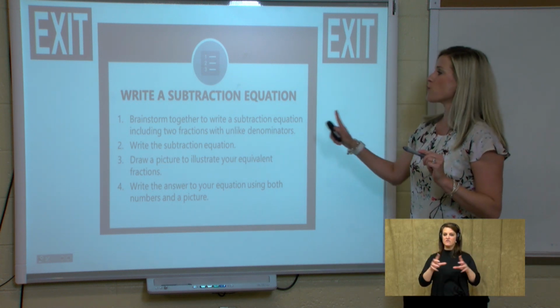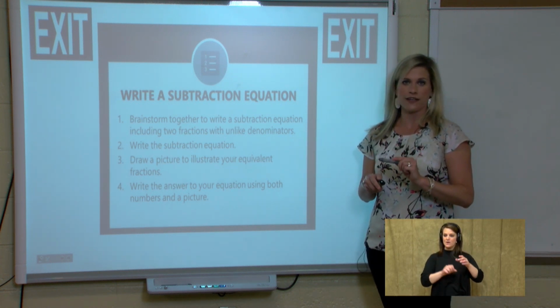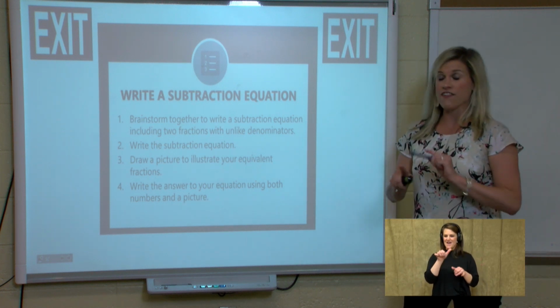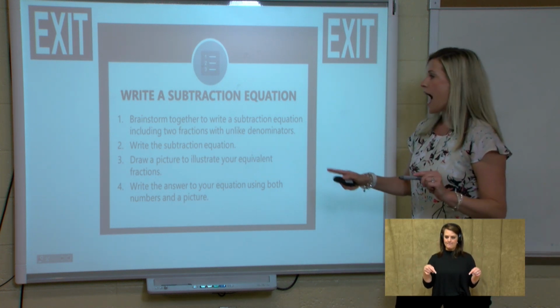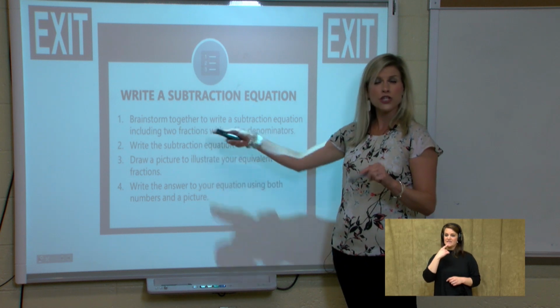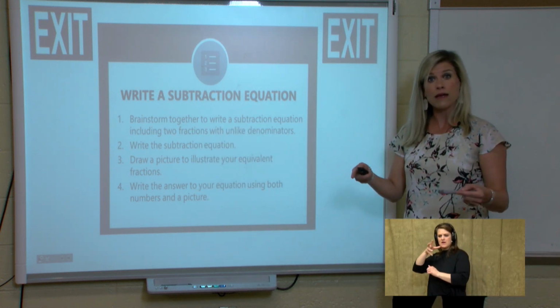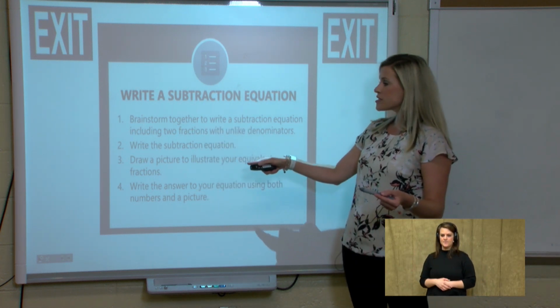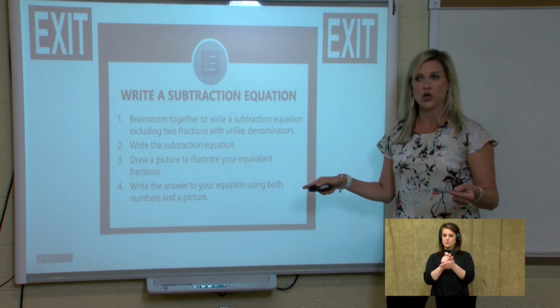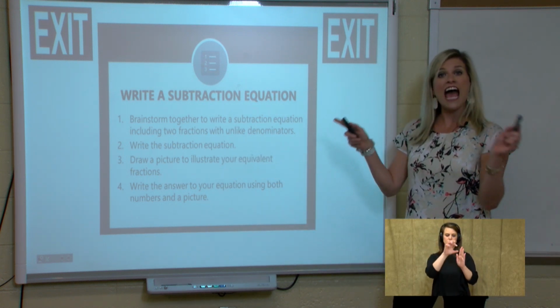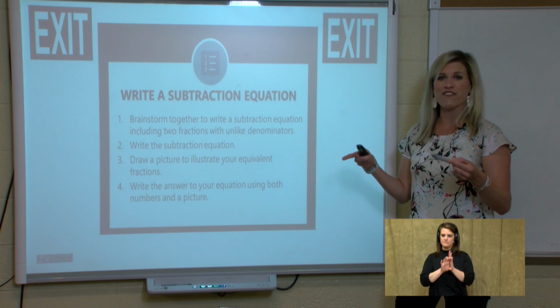All right, your exit ticket for this week, I want to do something a little bit different. I want you to write a subtraction equation with unlike fractions. They have unlike denominators. It says brainstorm together, so you can do this with a parent, a guardian, or maybe a sibling. I want you to also draw a picture and illustrate your equivalent fractions, and then draw a picture to show everything.